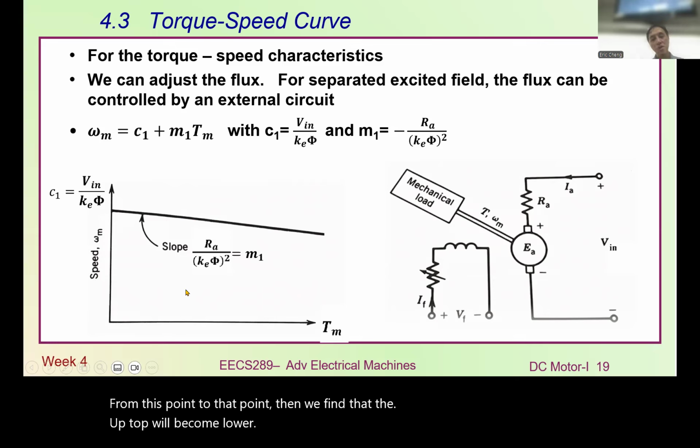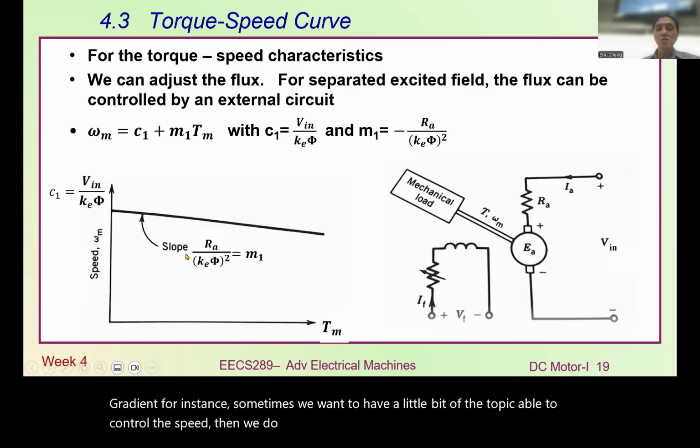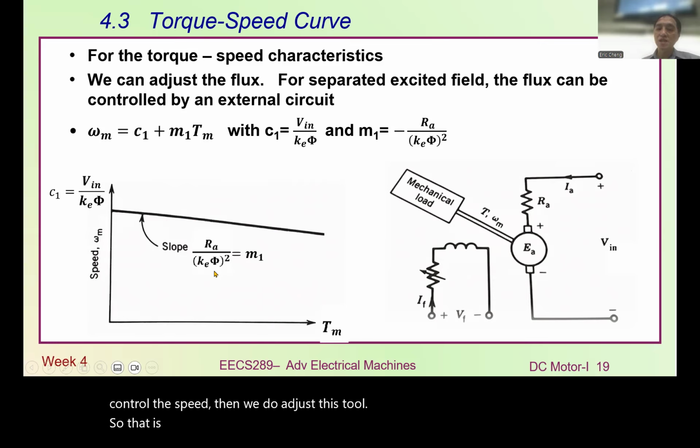Or if you want to have a more gradient, for instance, sometimes we want a little bit of torque to be able to control the speed, then we adjust this too. So the flux is actually quite important to control the variation between the speed and the torque. If we increase the amount of flux to the motor, when this is large, then the slope will become lower.